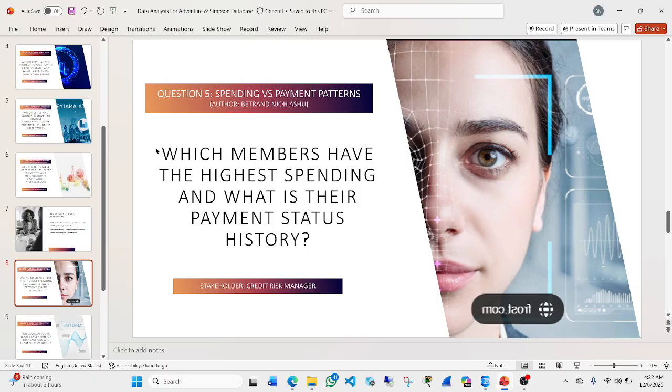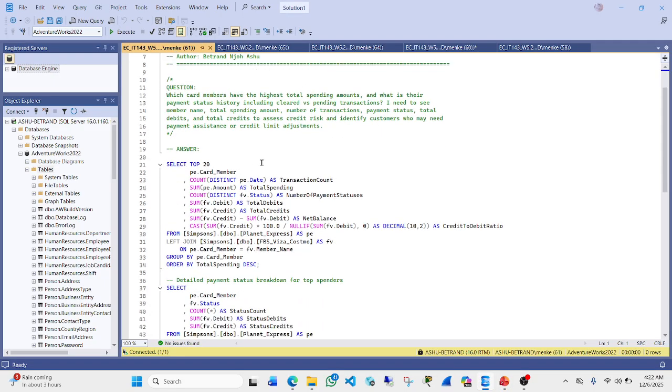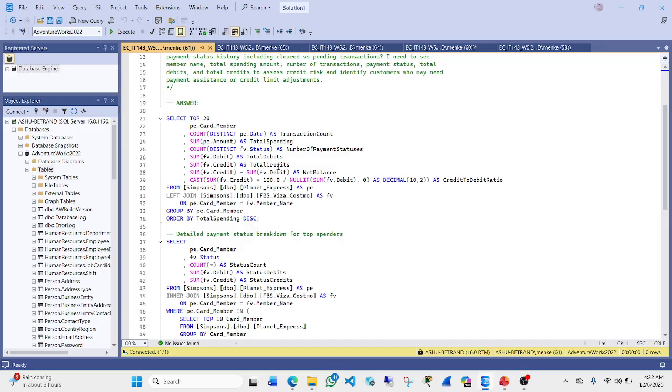Now if we continue, I want to work on the credit card. Which member has the greatest spending? So on the credit card, which member has the greatest card spending, and what is the history? For this, I'm going to bring the database.